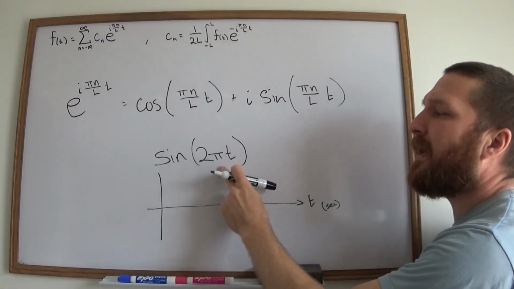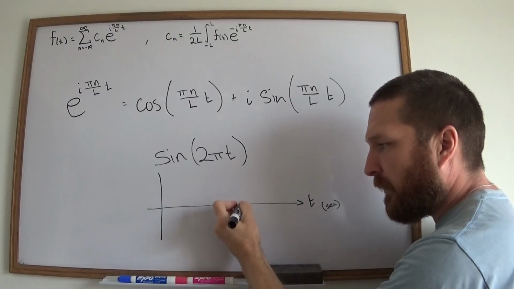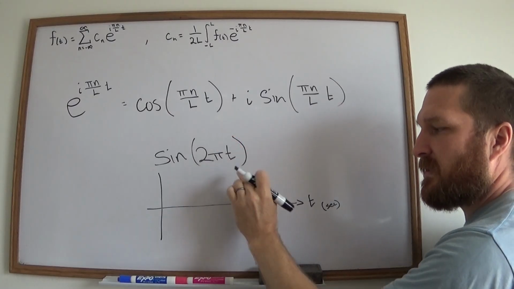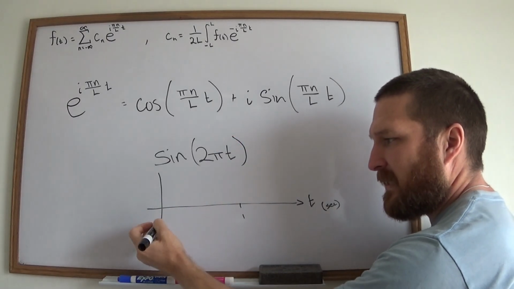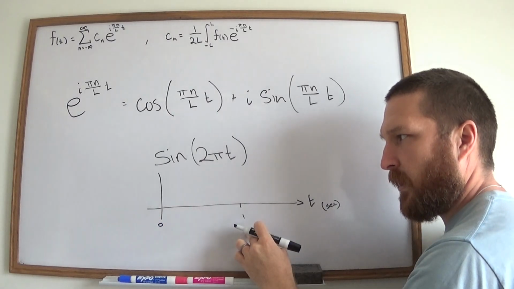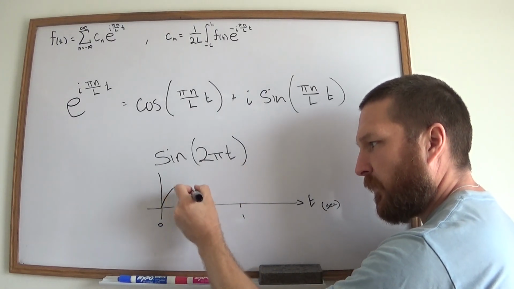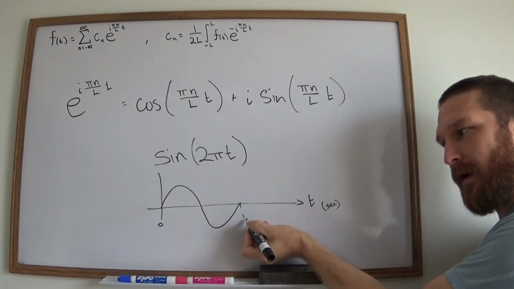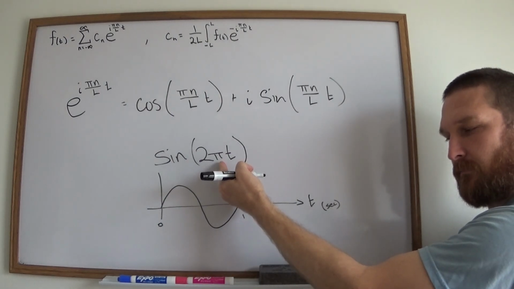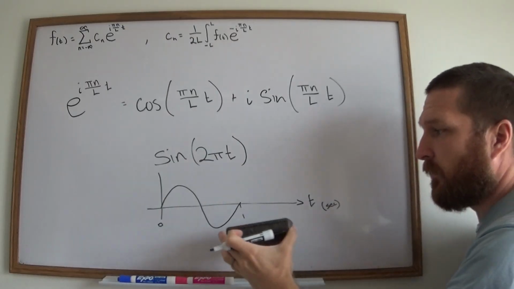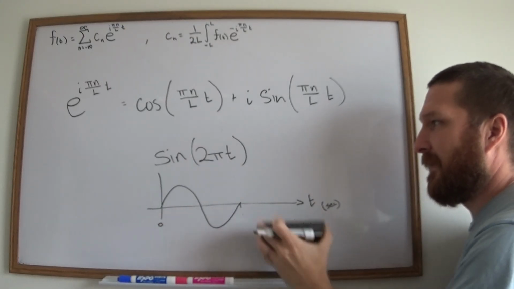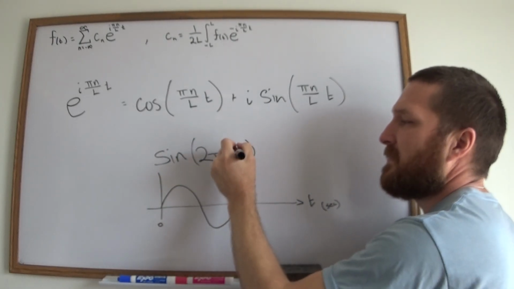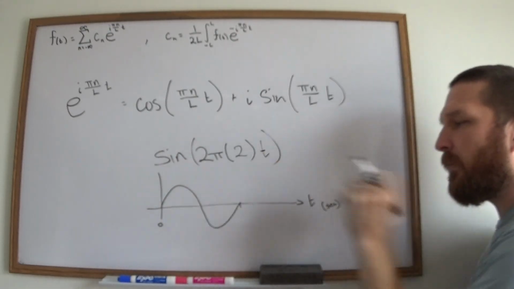Well, if you have 2 pi t, then when you plug in a 1 for t, you get 2 pi, which means that in the time that t has gone from 0 up to 1, it's made one full cycle. So you would have one cycle per 1 second if it's 2 pi t. Right? Makes sense? This is a review of trig.